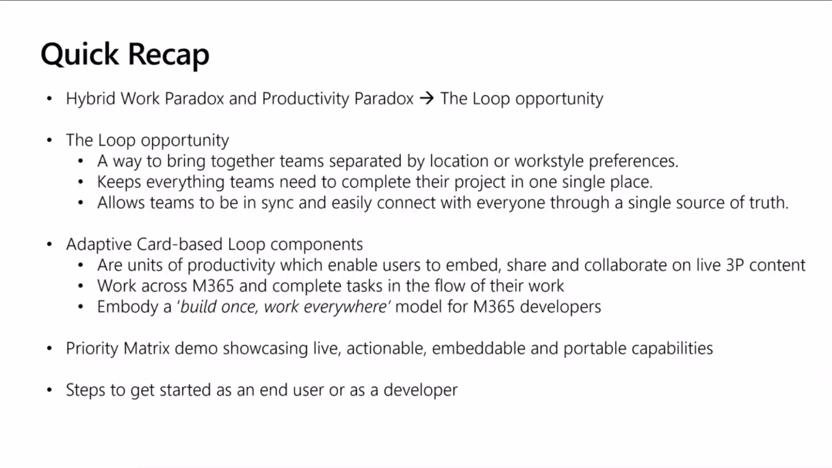The loop components, which are adaptive card based themselves, are units of productivity, enabling end users to share and collaborate on live 3P content. They allow end users to work across Microsoft 365 and complete tasks or workflows in context. And for the developers, it embodies a build once, work everywhere model. And then we showed the priority matrix demo, which showcased how these adaptive card-based loop components can be embedded, are actionable within Teams and Outlook to begin with, and can also be ported across different Microsoft 365 hubs. And then we talked about how an end user can try out these experiences, or as a developer, build these experiences.